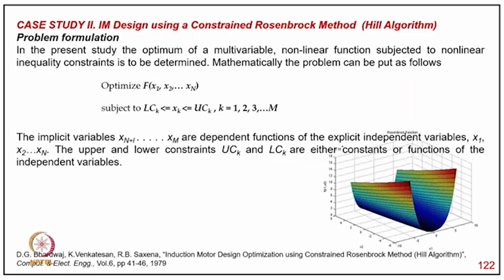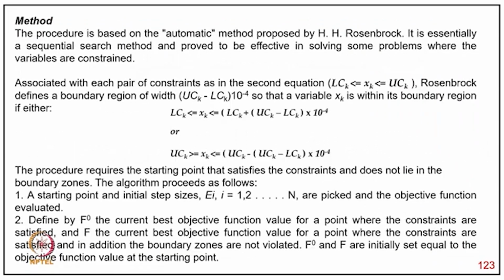So implicit constraints are the dependent functions of the explicit independent variables, and the upper and lower constraints are either constants or functions of the independent variables. As you can see from the example here, this is how the constraints are. So the method is a procedure based on an automatic method, a synthesis approach proposed by Rosenbrock. It is essentially a sequential search or direct search method and has proved to be effective in solving problems where the variables are constrained, and associated with each pair of constraints in the second equation.